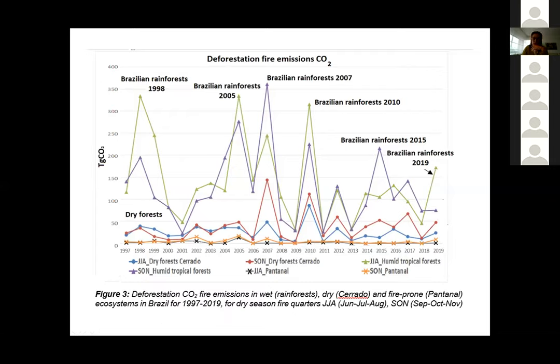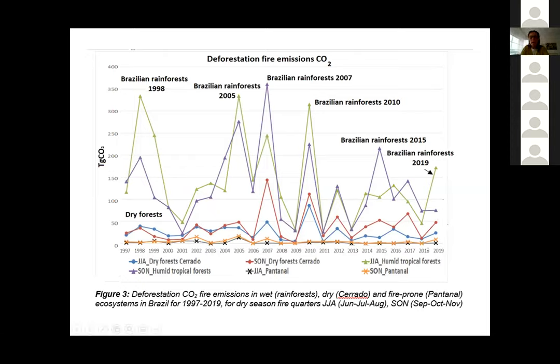Also here you see the distribution of fires in red, and in blue the Cerrado fires. Unfortunately, these are not area-ratioed emissions, and because Cerrado is smaller than the Amazon, you have lower emissions, because they are absolute emissions. But if we ratio this, the graphs would change.